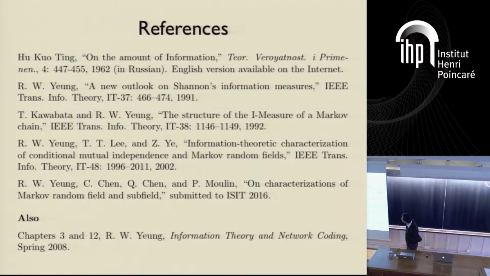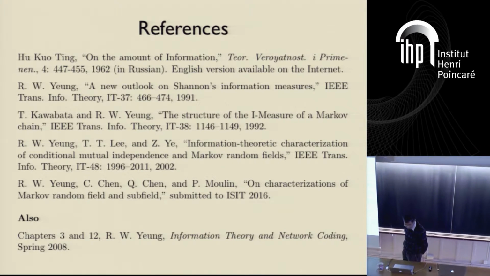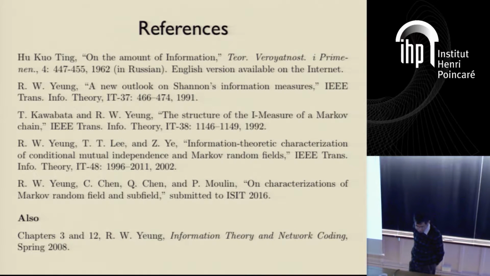Okay, so this is the list of references for this talk. It's not very long. The first paper is a pioneering work by Hugo Ding, written in 1962. It is the first work that I know of that talks about the set-theoretic structure of Shannon's information measures formally. There were some works before which used Venn diagram type representations for Shannon's information measures, but this is the first work that treated the subject rigorously.